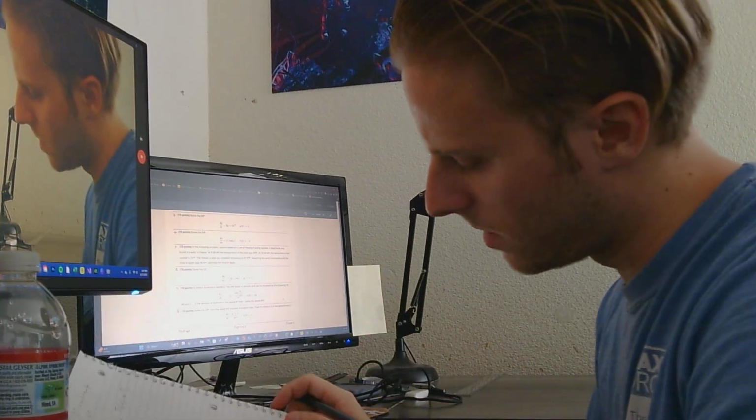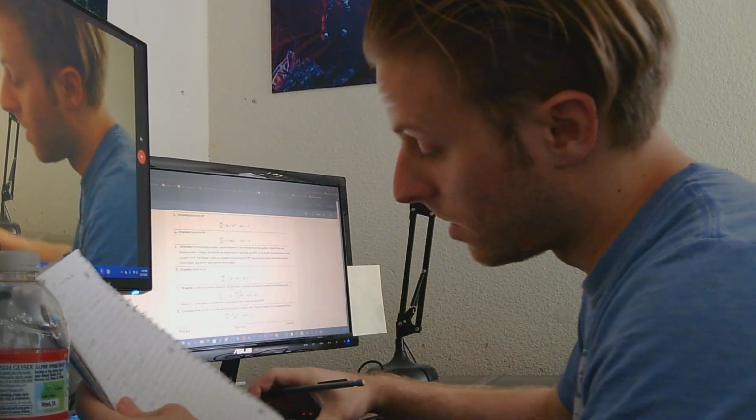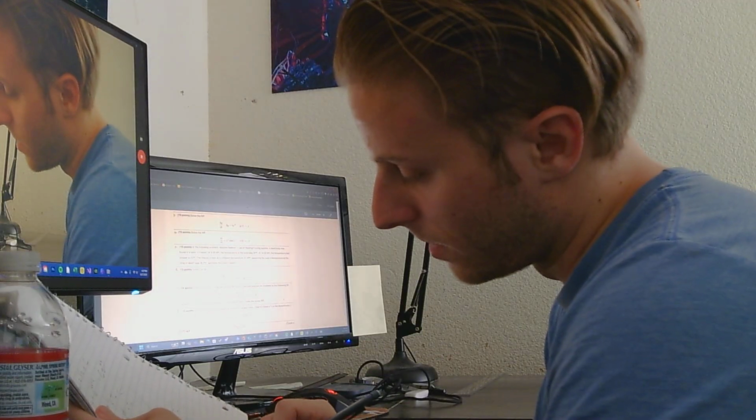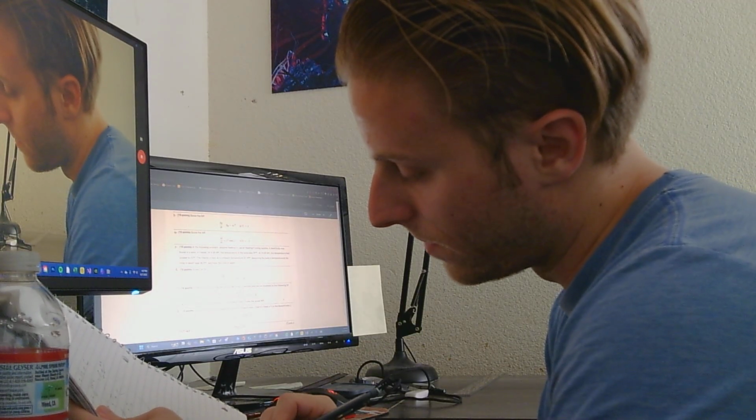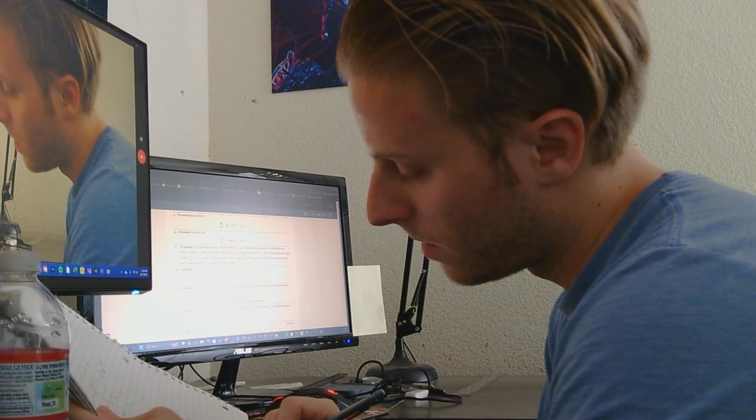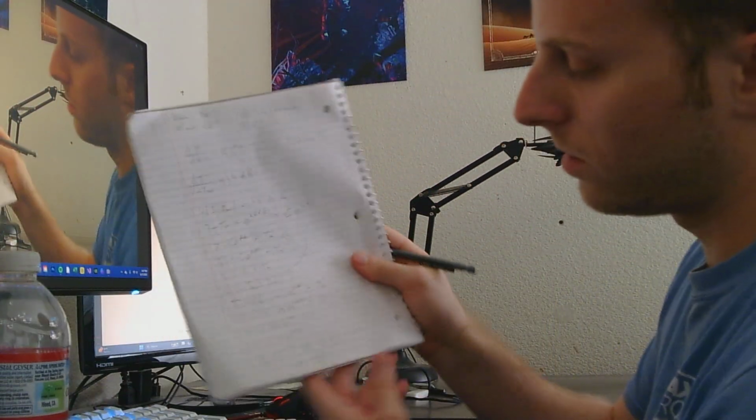So this is really fucking uncomfortable. Alright, so our k is going to be equal to ln of 15 over 20 divided by 2. Right here.